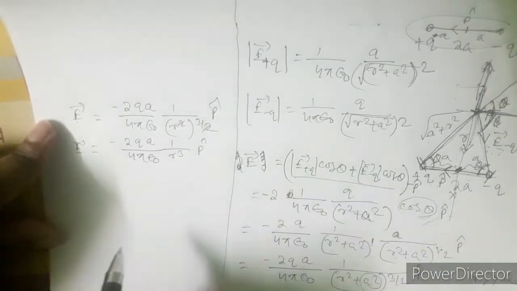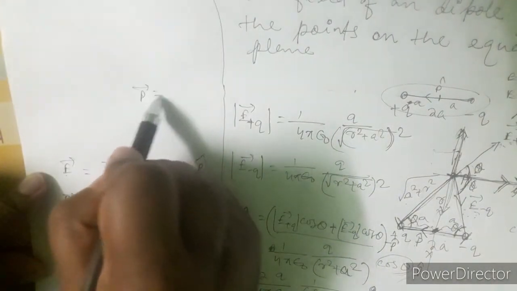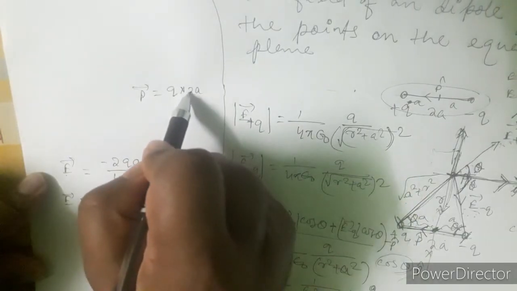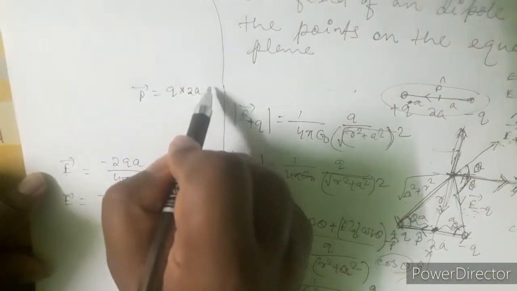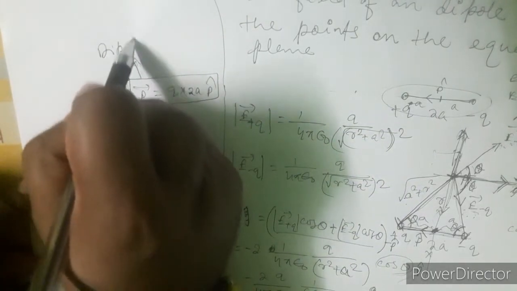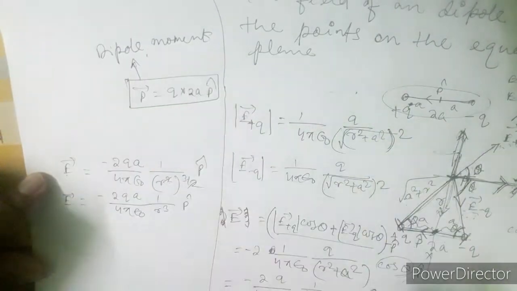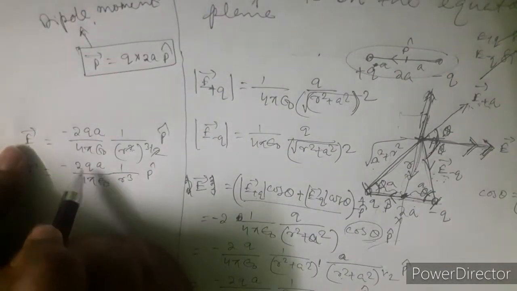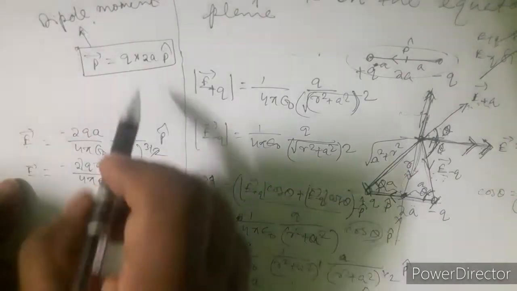Now from the definition of dipole moment, what is the definition? The dipole moment vector p is equal to one charge into the distance between the two charges in a dipole, that is 2a in the p cap direction. This is the dipole moment vector. So in terms of the dipole moment vector, q into 2a p cap will be p vector.